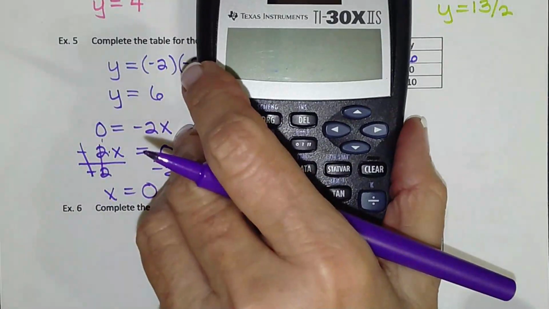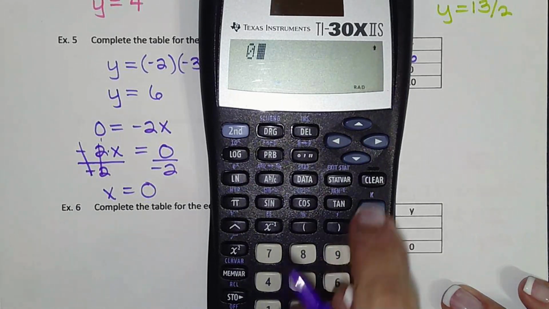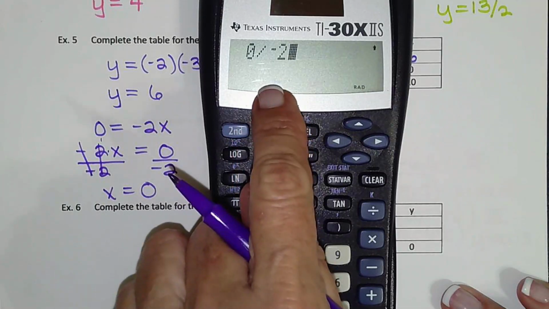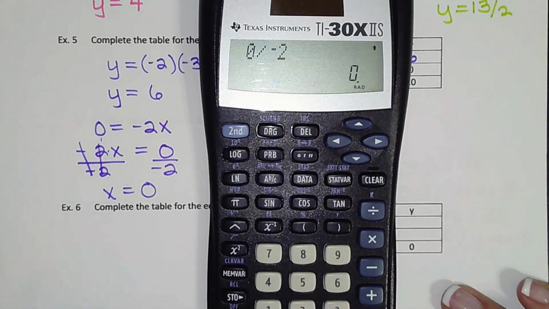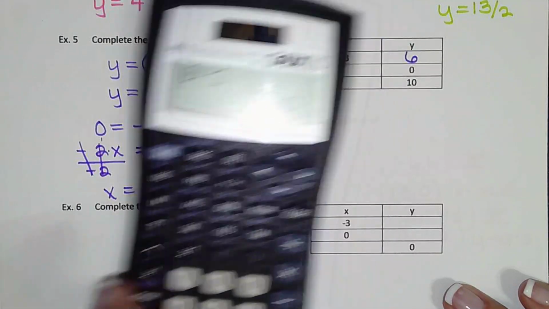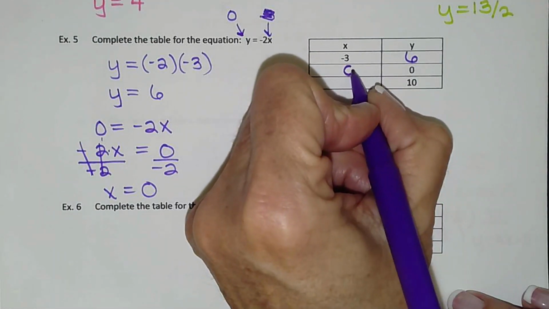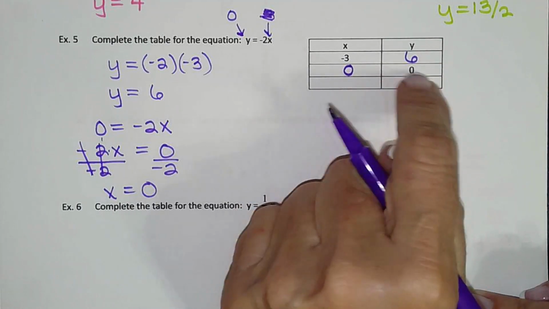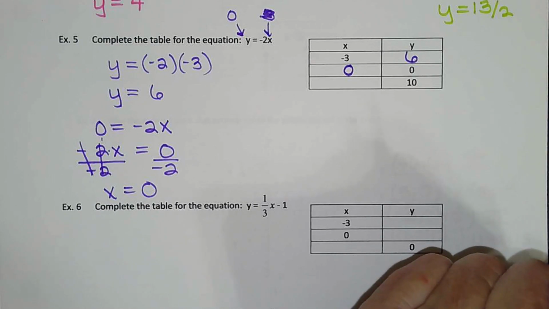And if you're not sure about it, that's why you have a calculator. 0 divided by -2. So don't use the fraction bar, because remember, negatives can't go in the denominator. You have to use the division sign, and it will tell you, yep, it's 0. And so x is 0 for that one. And remember, we're making solutions. So all these points we're finding are going to be on this graph when we learn how to graph it on the next page.